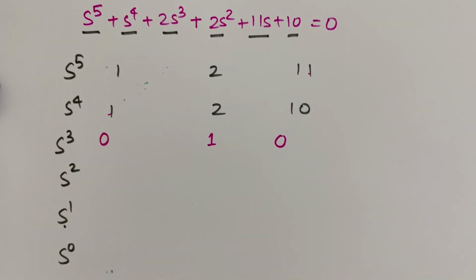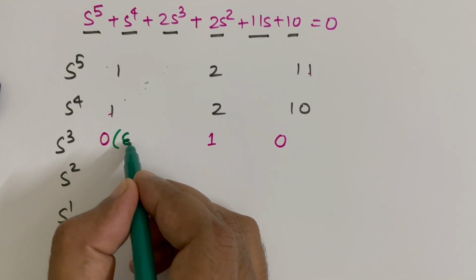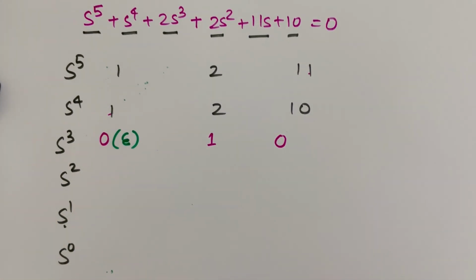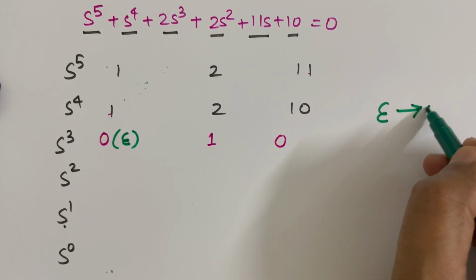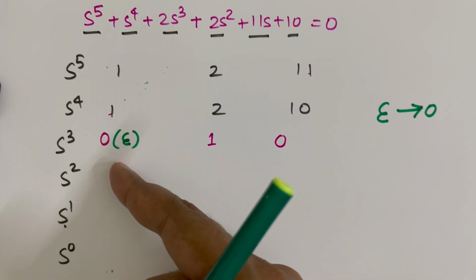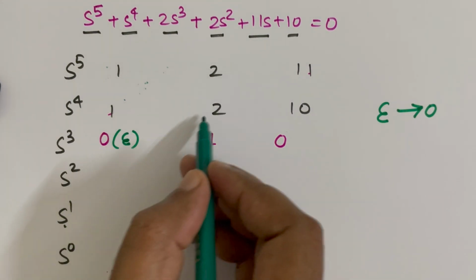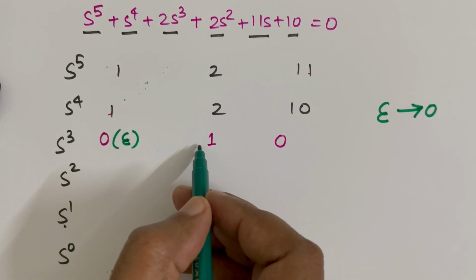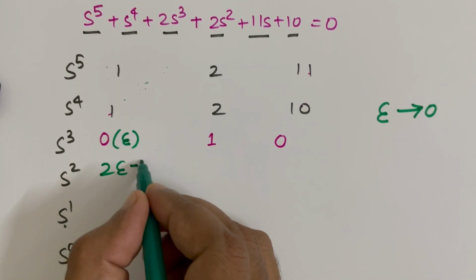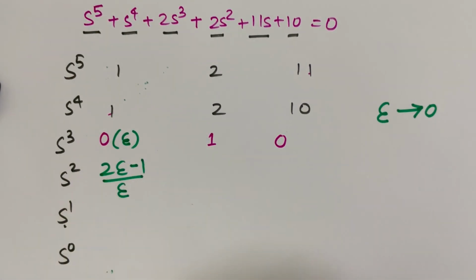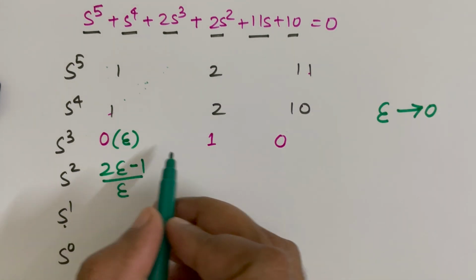That's why whenever you come across 0 in the first column, just assume that quantity as very small. Let's say this epsilon is very small and it tends to 0. That is your assumption. Now write the next expression using this epsilon. So 2 epsilon minus 1 divided by epsilon. So it will become 2 into epsilon minus 1 divided by epsilon. Then second number.